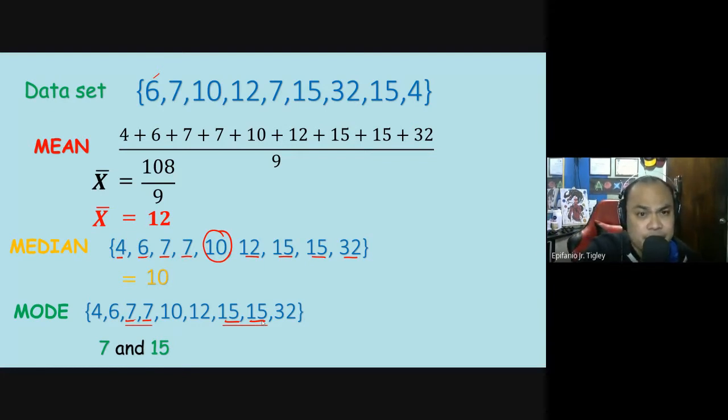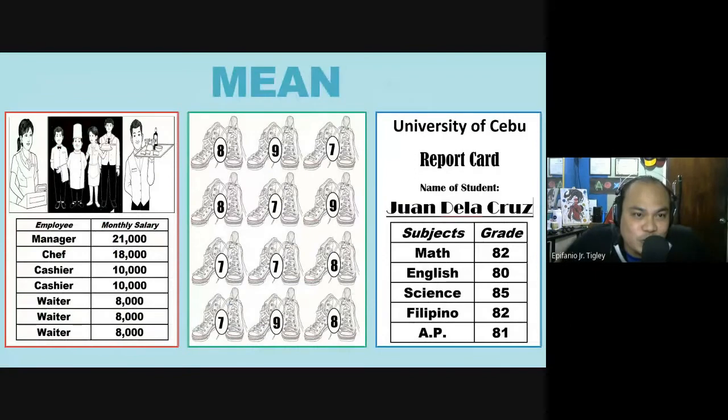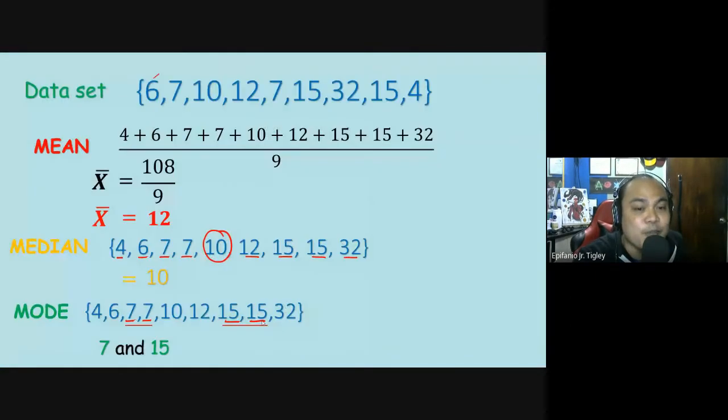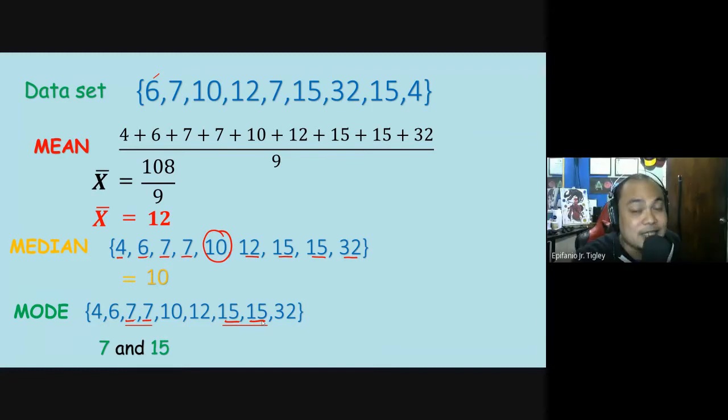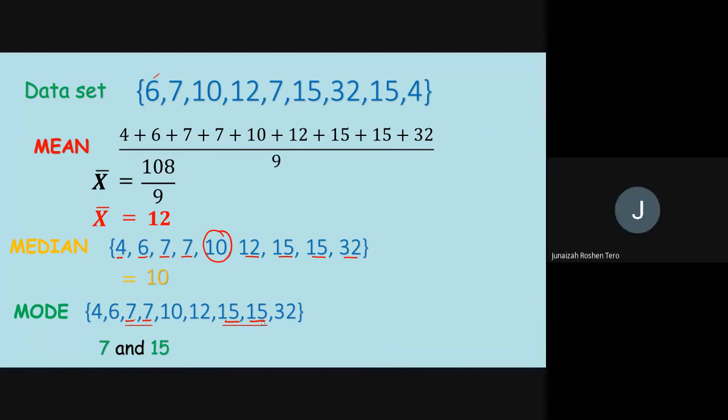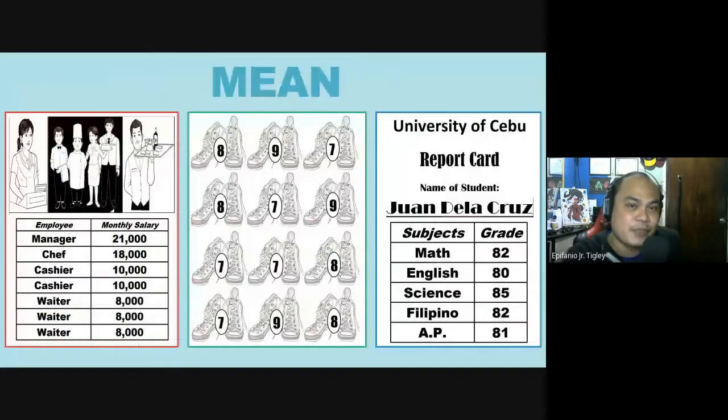Okay? Now, let's go back to the pictures. Sir, if three, it's trimodal. If three modes, trimodal. And if 5, it's possible. It's multimodal. Okay.